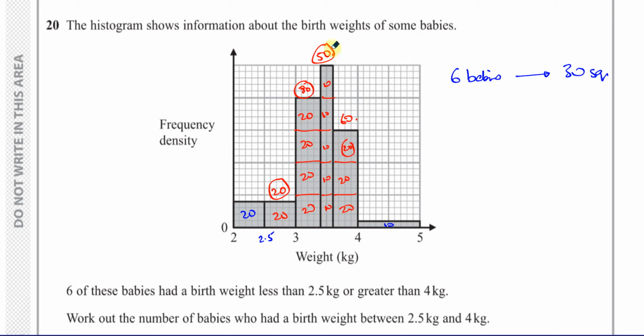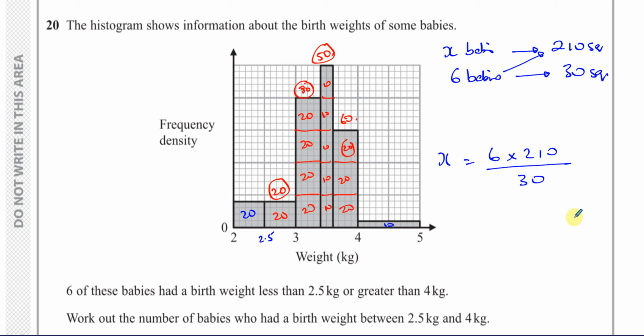So what I'm going to do is I'll write that on top so it's a bit more friendly for us to calculate. So X babies are being represented by 210 squares. So we can just use simple proportion here. X is equal to 6 times 210 divided by 30. Okay, just kind of cross multiply there.